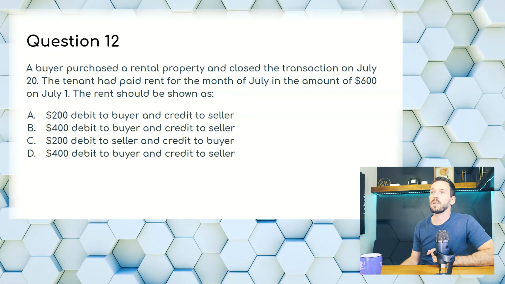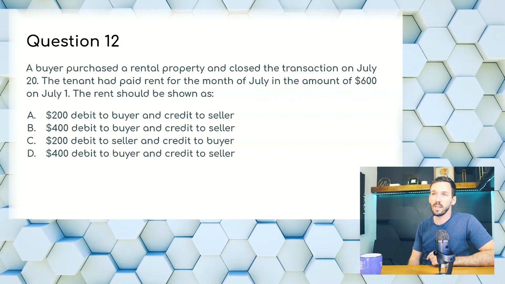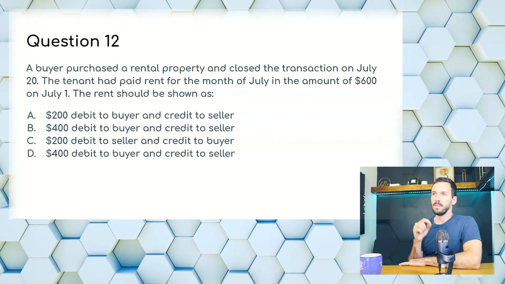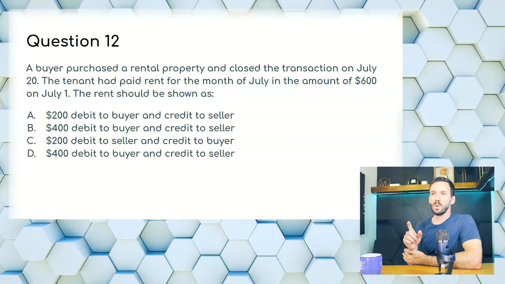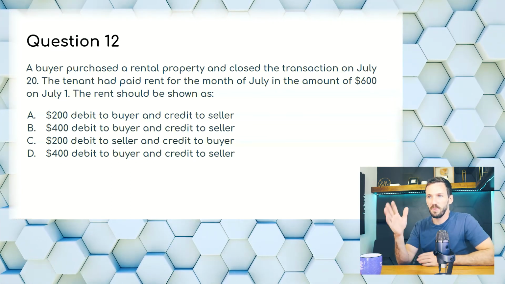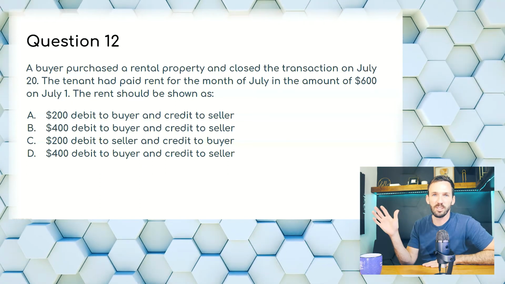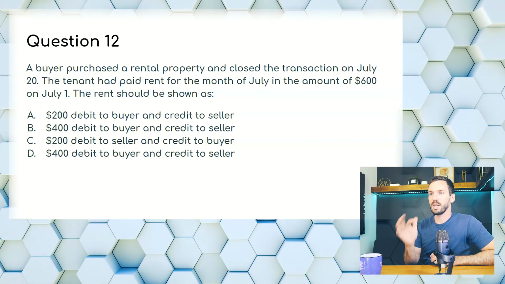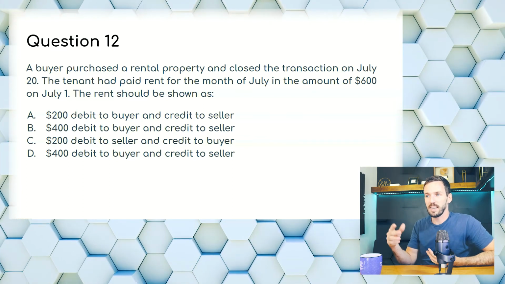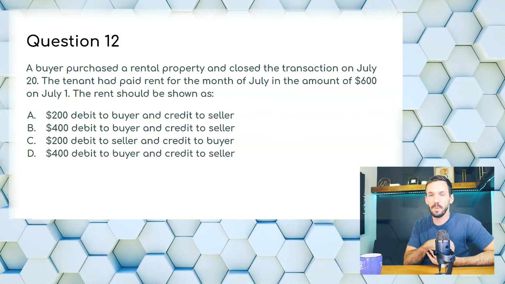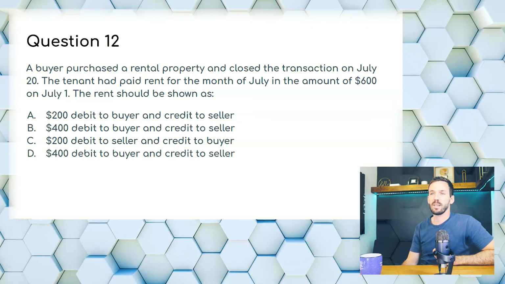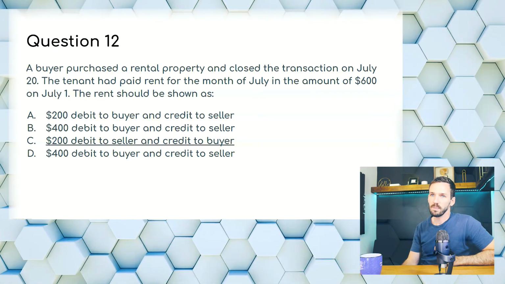Question 12. A buyer purchased a rental property and closed the transaction on July 20th. The tenant had paid rent for the month of July in the amount of $600 on July 1st. The rent should be shown as $200 debit to the buyer, $400, $200, $400 debit. Okay, you can see the list there. It's just too much confusion if I read all that off every time, I feel like. So again, $600 divided by 30 days, times the 10 days the buyer actually gets it. That's $200 credit to the buyer. So $200 debit to the seller. C is the answer.